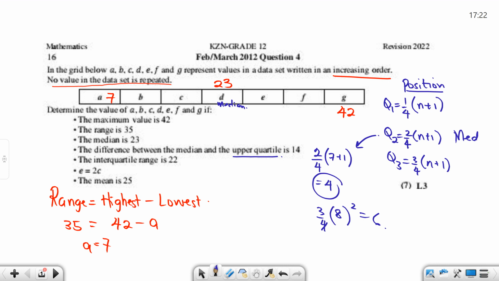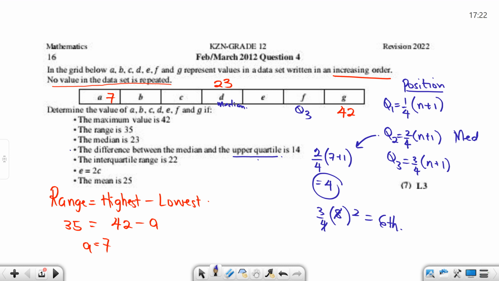No, I didn't square. I divided. It's just a 2. 3 times 2 is 6. It just looked as if I squared. Let me write it nicely. This is what you see. Is that fine? So the 6th is my upper quartile. Which one is the 6th? F. Are we together? My F is Q3.